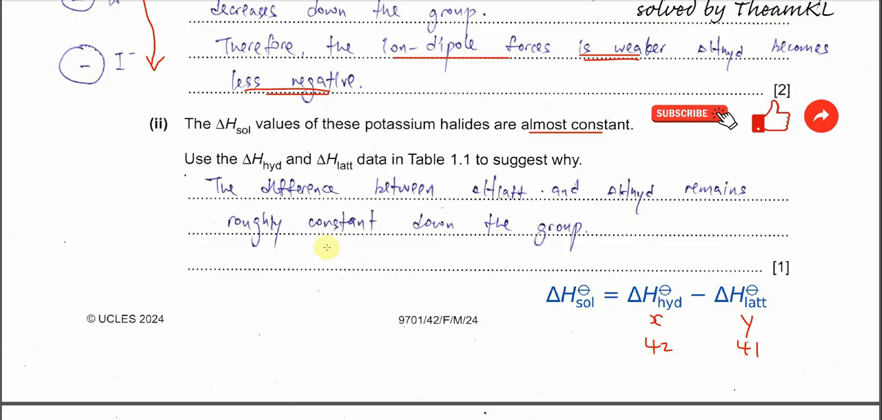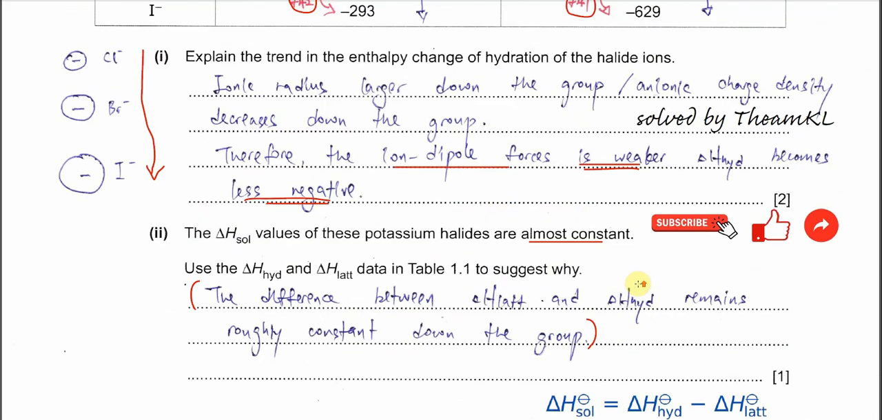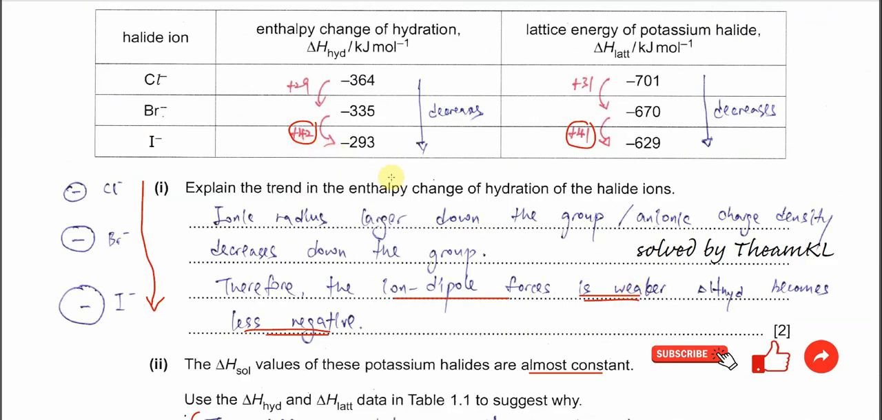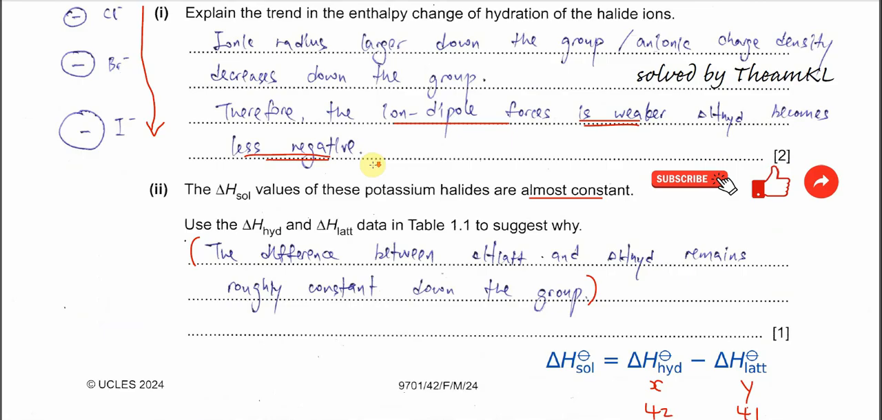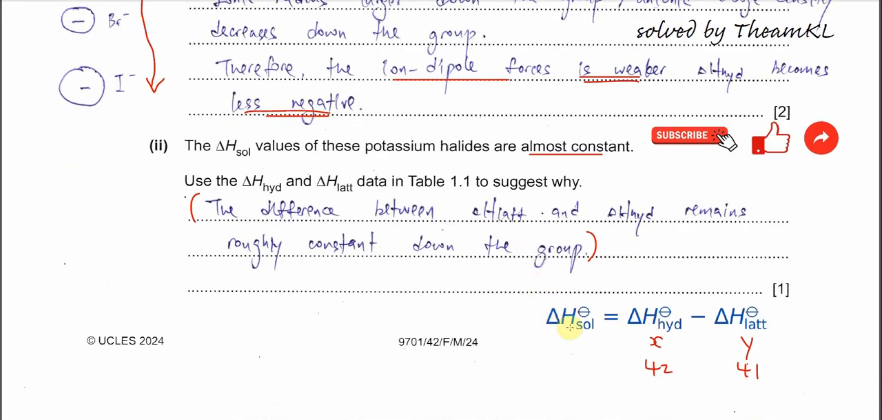So that's the reason why we have this answer here. The difference between the lattice energy and the hydration enthalpy remains roughly constant, because the difference is constant across these halides. Therefore, the enthalpy change of solution, delta H solution, is almost constant.